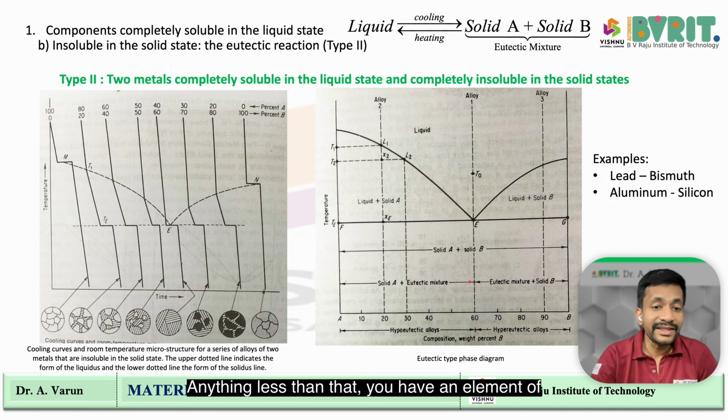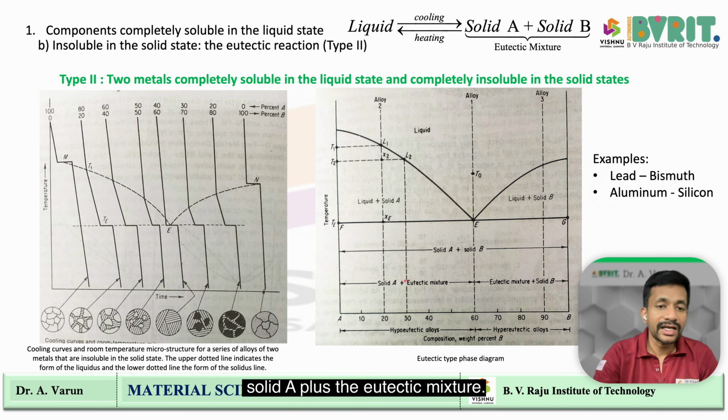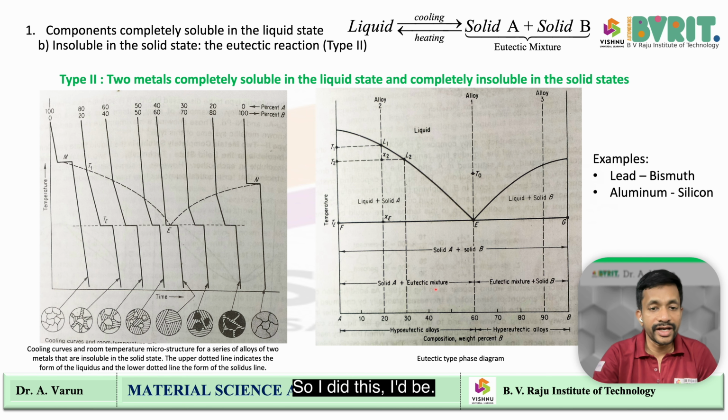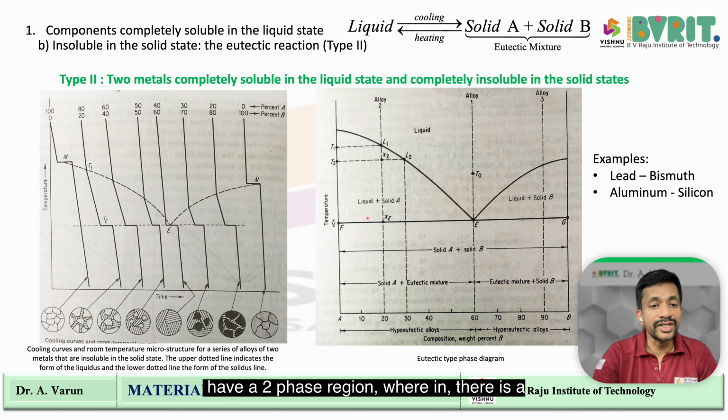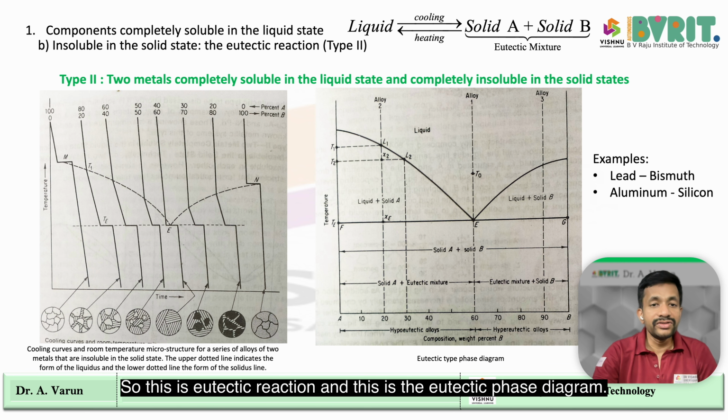So only at this temperature and composition you end up getting a eutectic mixture of alpha and beta, or solid A and solid B. Anything less than that, you have an element of solid A plus the eutectic mixture, solid A plus solid B. That is a very important point to remember, because here you have a two-phase region wherein there is a liquid and also solid A. Similar is the case on this side of the eutectic region, wherein you have liquid plus solid B. So when anything is in a composition that is more than the eutectic composition, you'll have a eutectic mixture plus solid B present. So this is the eutectic reaction, and this is the eutectic phase diagram.